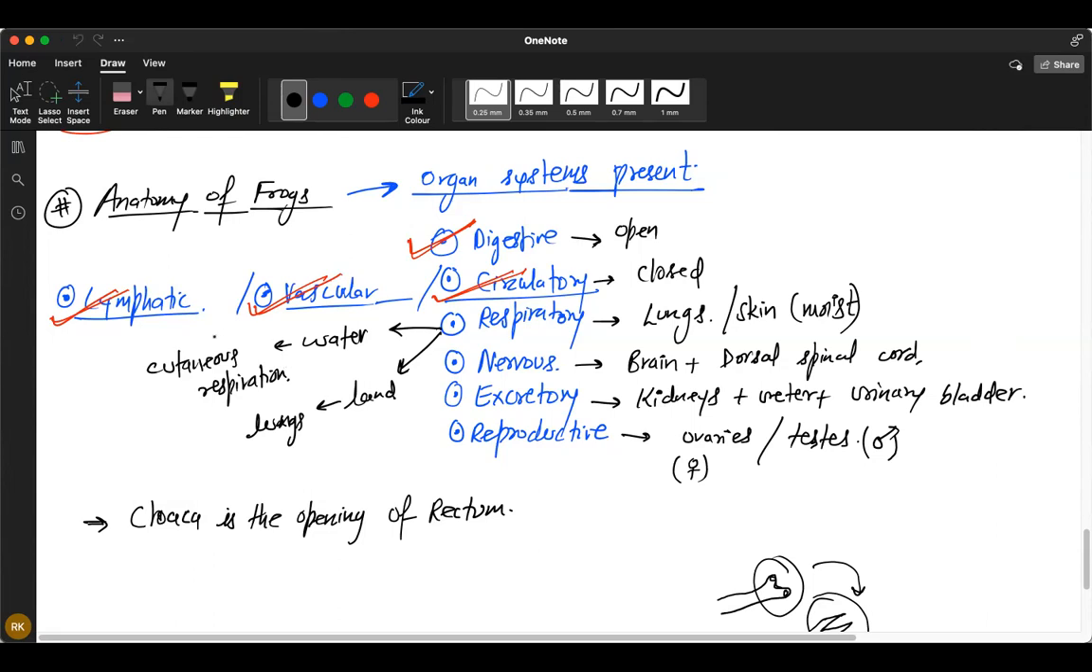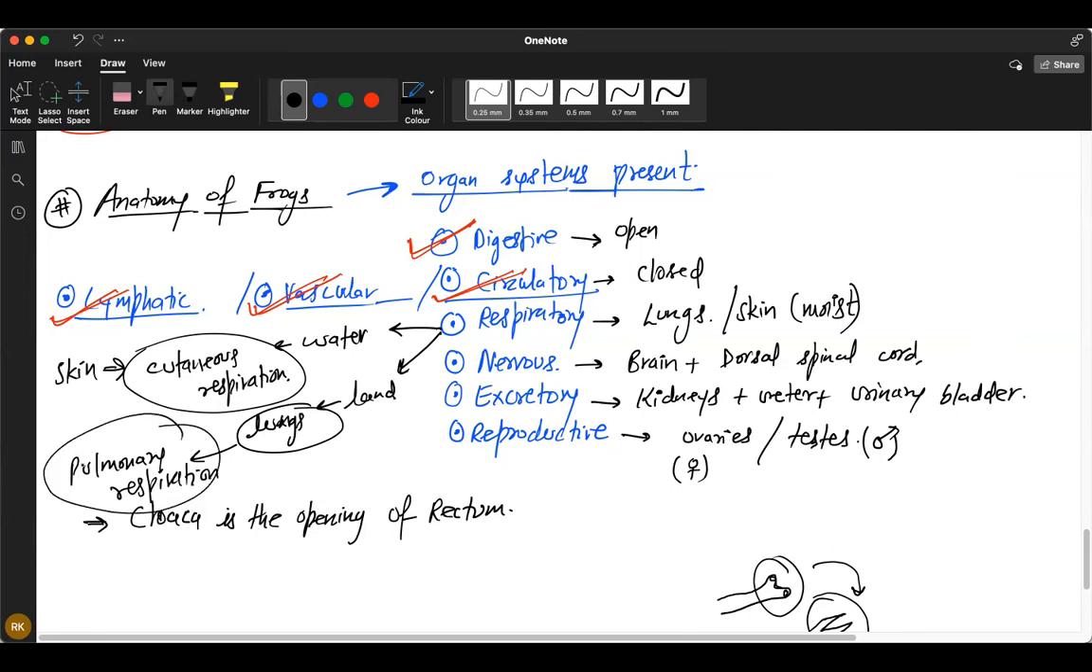So when you respire through skin, it is called cutaneous respiration. And when you respire through lungs, it is called pulmonary respiration. So it can do pulmonary respiration just like humans, but it can also show cutaneous respiration, which is different from humans. Okay. Is it clear, everyone?